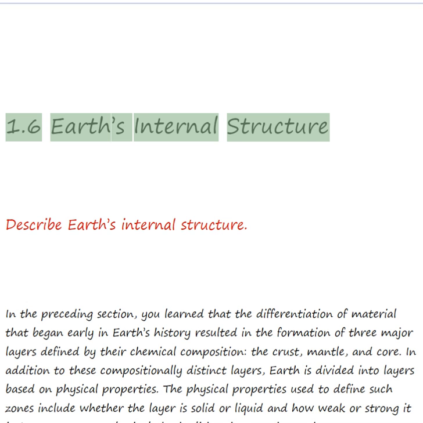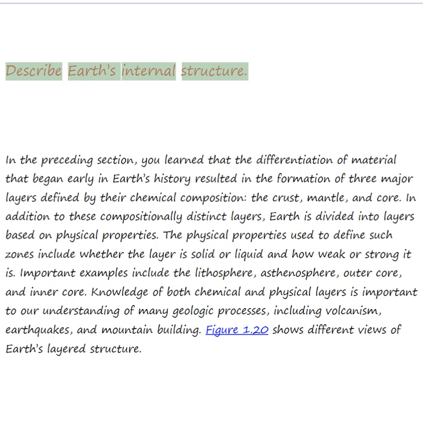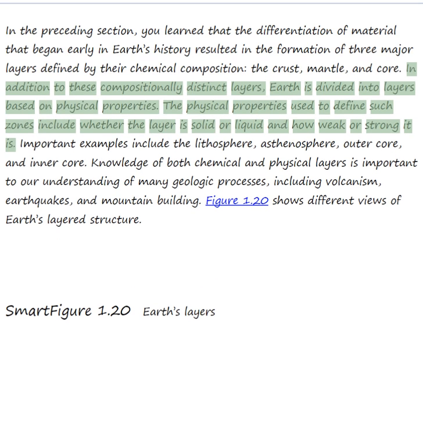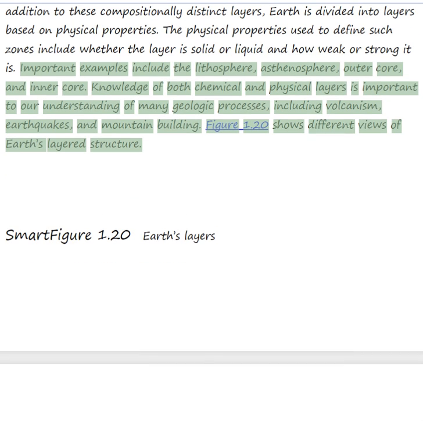1.6 Earth's internal structure. Describe Earth's internal structure. In the preceding section, you learned that the differentiation of material that began early in Earth's history resulted in the formation of 3 major layers defined by their chemical composition: the crust, mantle, and core. In addition to these compositionally distinct layers, Earth is divided into layers based on physical properties. The physical properties used to define such zones include whether the layer is solid or liquid and how weak or strong it is. Important examples include the lithosphere, asthenosphere, outer core, and inner core.